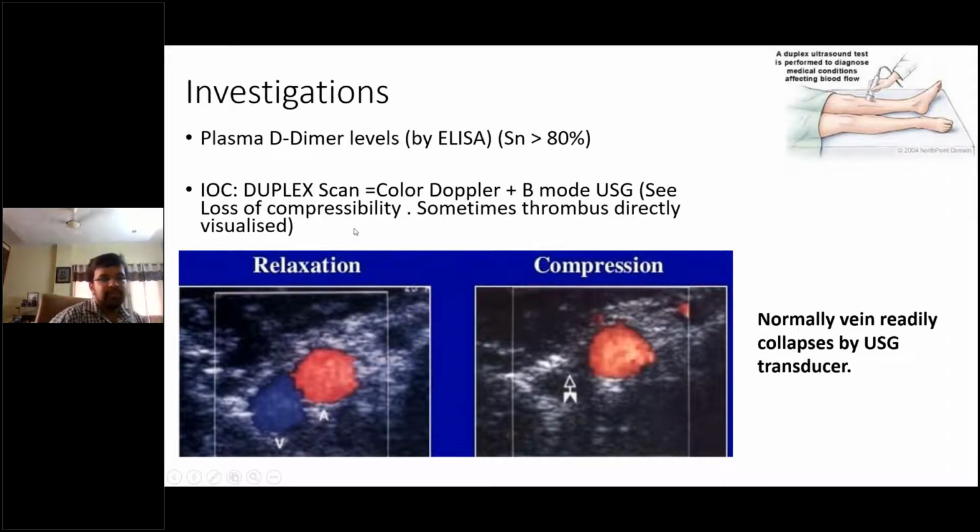So duplex scan basically is a color Doppler plus B mode ultrasound. What we see here is a loss of compressibility. You take an ultrasound transducer, you do an ultrasound of the lower limbs, and normally, when you put the transducer over the vein, the vein readily collapses. As shown here, the blue one is a vein, and if you put an ultrasound transducer, it will compress. So this is the normal vein.